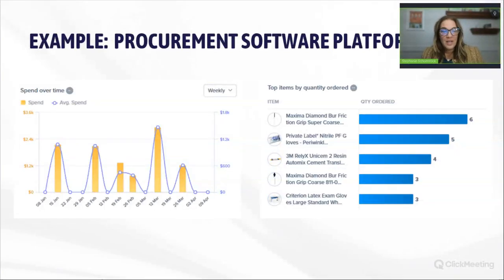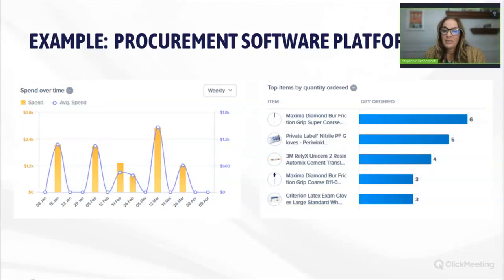Here are a couple of those dashboard tiles, if you will. Spend over time. And again, this is set up as weekly. There's usually daily, weekly, monthly, quarterly, annually, etc. So you can see your average spend. This one isn't too dynamic because it's from a demo account. The second box, though, the second tile, I think is really helpful.